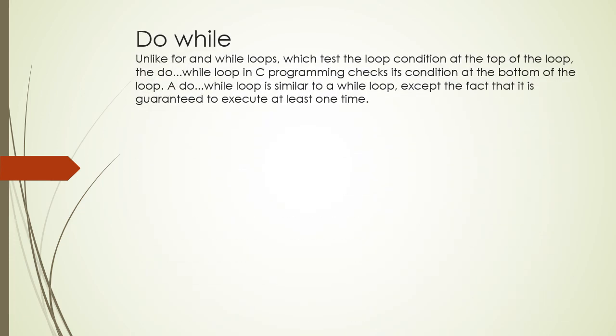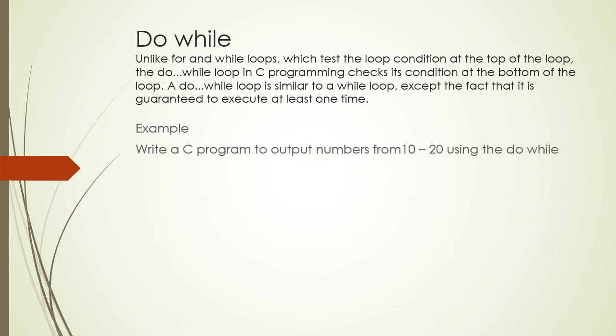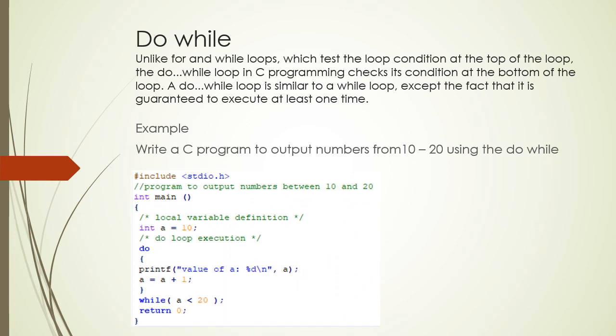Then we can also check do while. Unlike for and while loops, which test the loop condition at the top of the loop, the do while loop in C programming checks its condition at the bottom of the loop. A do while loop is similar to a while loop, except for the fact that it is guaranteed to execute at least one time. Let's take an example here. Write a C program to output numbers from 10 to 20 using the do while. So it means now with this, you will execute at least once before you test the condition.